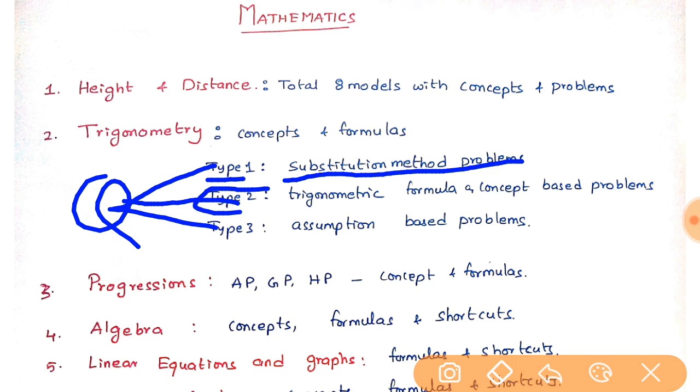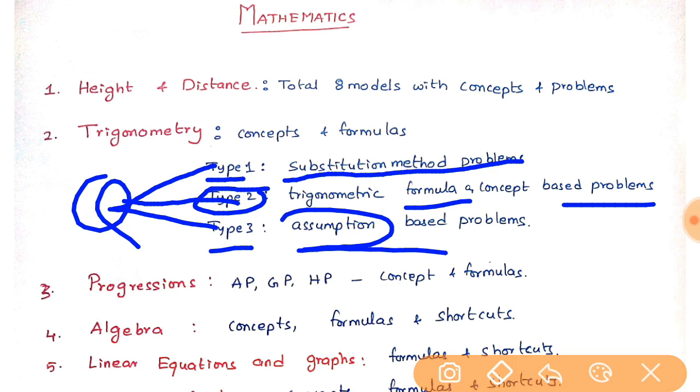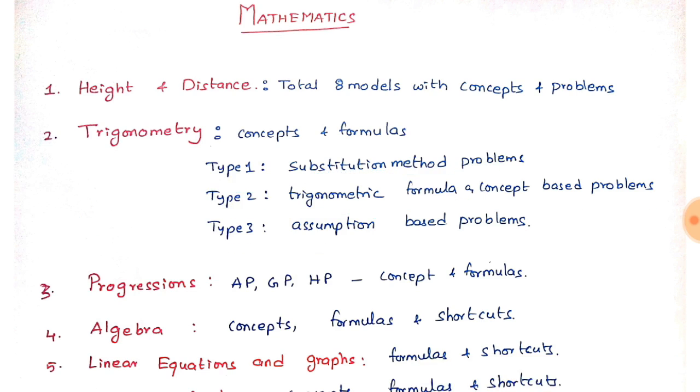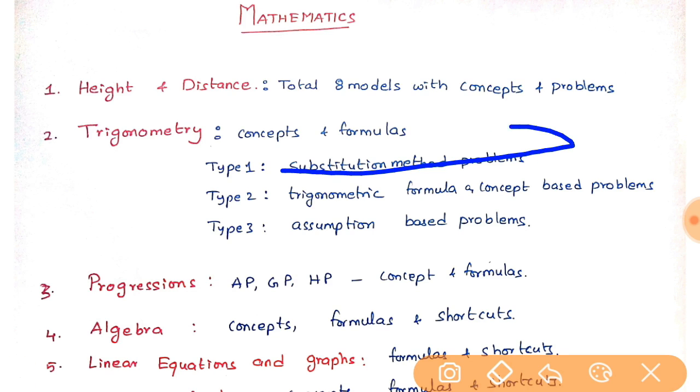Type 2 problems are trigonometric formula based problems, friends. What kind of formula we have to use, how and where we have to use it, we will be discussing that. Type 3 problems are some algebraic questions given in the form of trigonometry, but by assuming a part of the problem to be x or y, we can get the problem into the simplest possible form. From there you can save your time and easily solve the problem. So today in this video we are going to see the substitution method, friends.